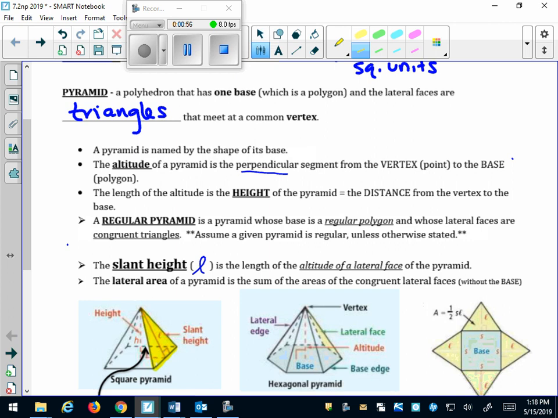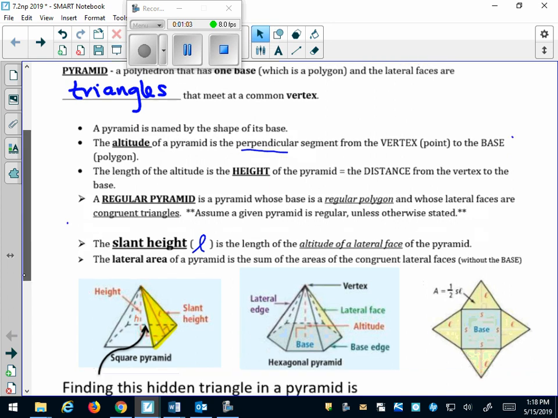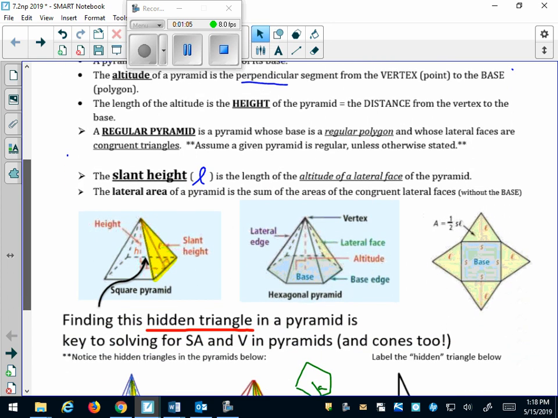Okay, a couple important things about pyramids. It's named for the shape of its base. So, for example, this first pyramid pictured here is a square pyramid because the base is a square. This one is a hexagonal pyramid because the base is a hexagon. You could pretty much make a pyramid out of any polygon. You just gotta put a point to the top and connect them, right?